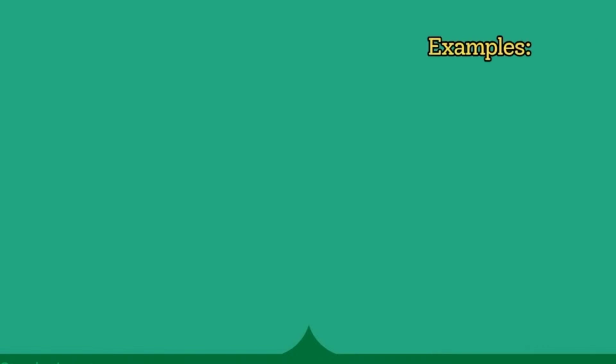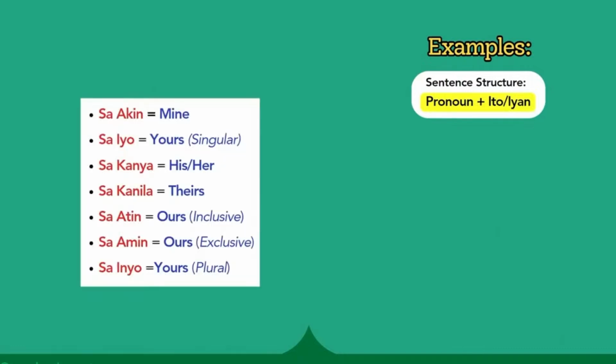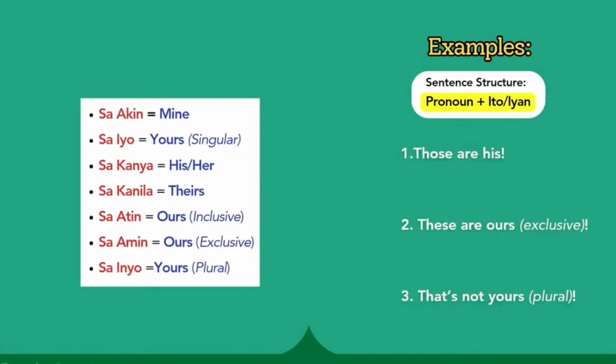Now let's do some examples. First, it's the pronoun, and then it's the demonstrative pronoun. And these are the pronouns we learned. So now take a minute and do these examples. If you wanted to say those are his, it would be sa kanya yan. Sa kanya yan.